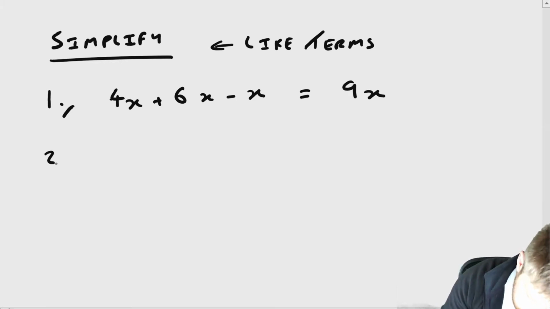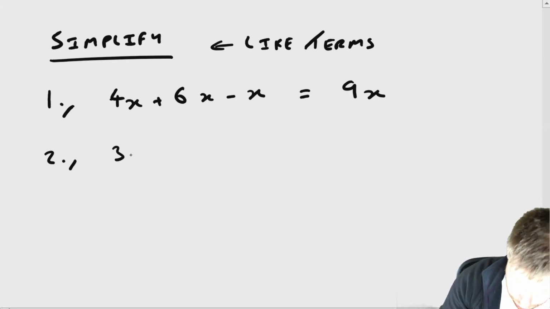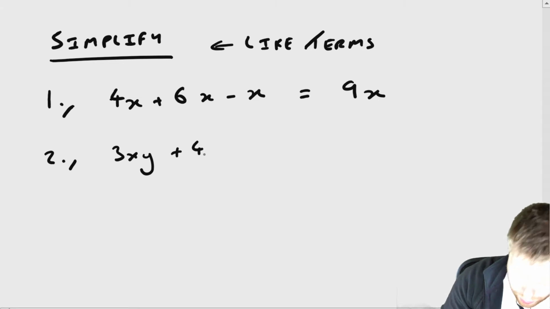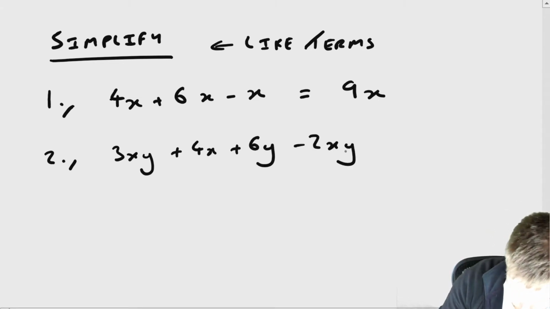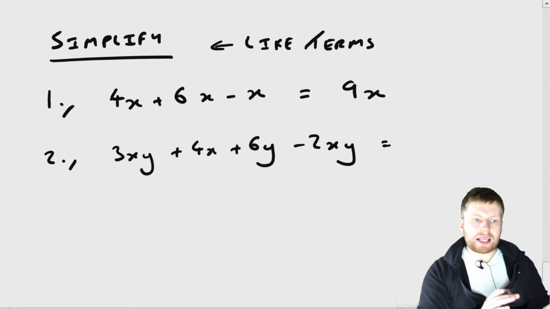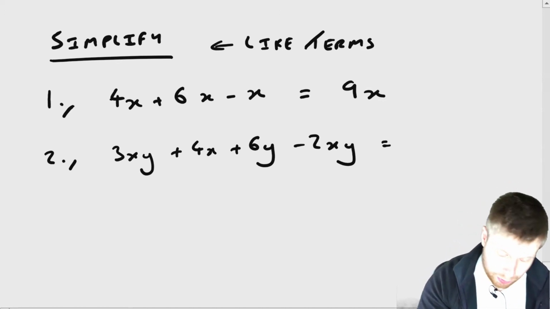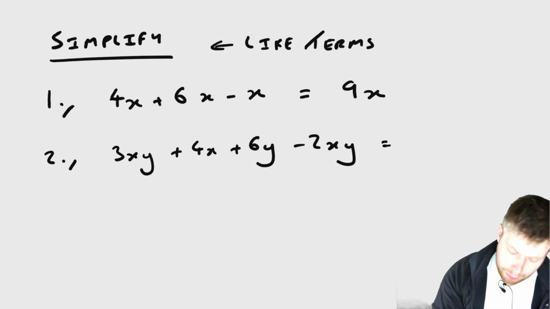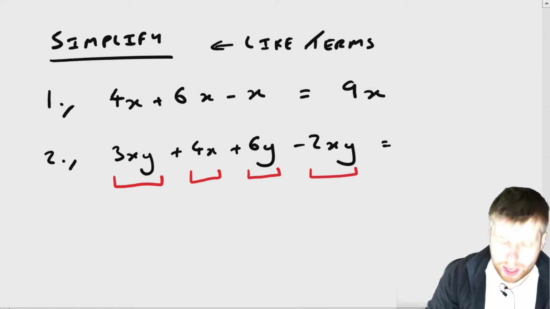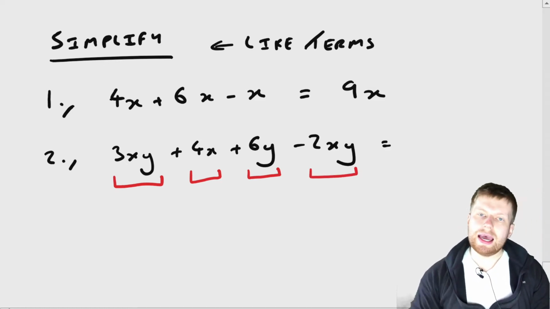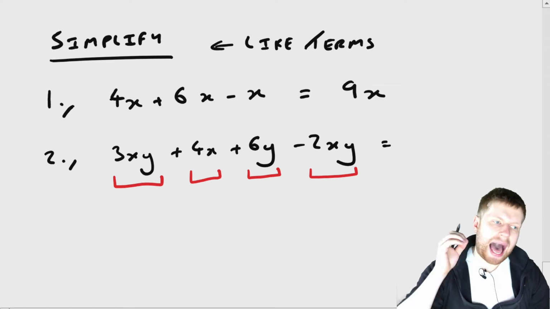Let me show you with another example. Let's show you with 3xy plus 4x plus 6y minus 2xy. Okay, now first of all, let's find the like terms. So let's first of all identify the terms. Well, there's a term there, the 3xy, another term there, there's a 4x, another term there, 6y, and another term there, 2xy.